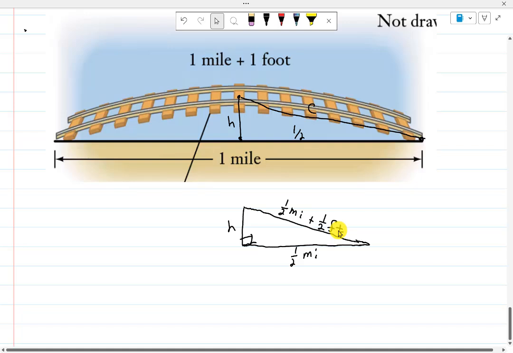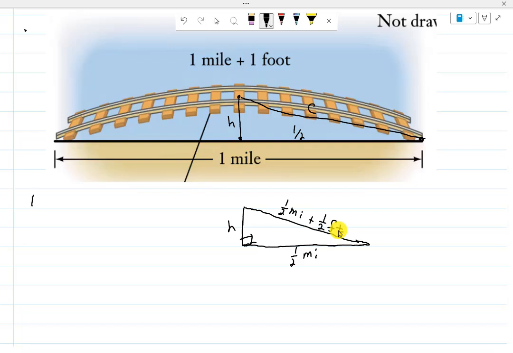So instead, let's get these distances. First, let's get the length of a mile. You can go on Google and find this, but I happen to know it off the top of my head. 1 mile equals 5,280 feet. Then if I want 1/2 of a mile, I'll divide that by 2. That's 2,640 feet.